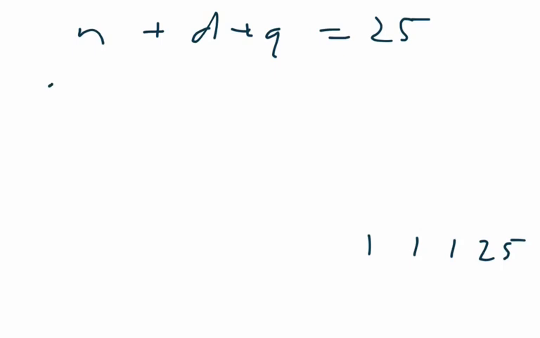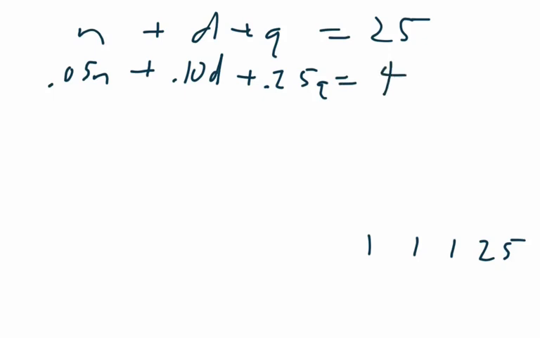My next row is going to be the worth. So 5 cents for a nickel, 10 cents for a dime, and 25 cents for a quarter, which we already know gives us an answer of $4. And so my next line will be 0.05, 0.1, 0.25, and 4.